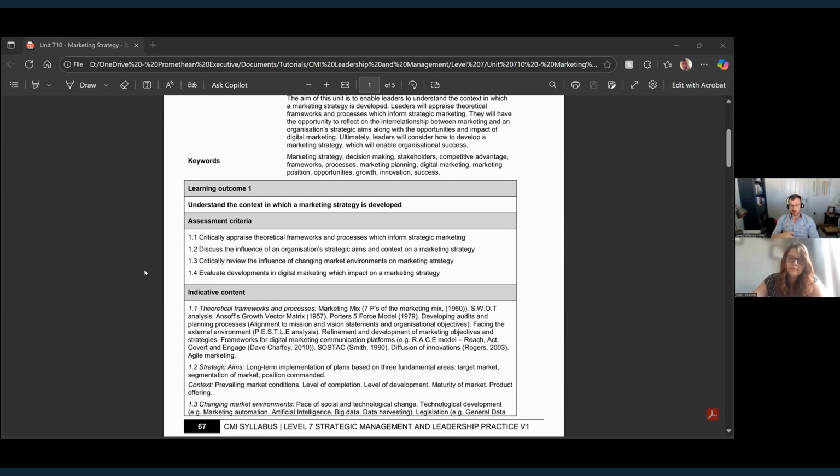Moving on to 1.2 then, we have to discuss the influence of an organization's strategic aims and context on a marketing strategy. So here, you've already defined strategic marketing. I think you might be tempted here for clarity just to lay out what kind of strategic aims and context might be, so that it gives a bit of background to this question. So what examples could there be of strategic aims or context which might then influence marketing strategy downstream? So you might do a little bit of work on that just to bring out some case examples of that, some lived experience of that.